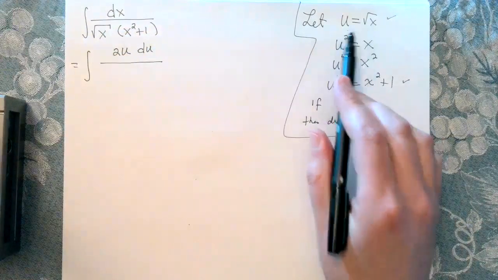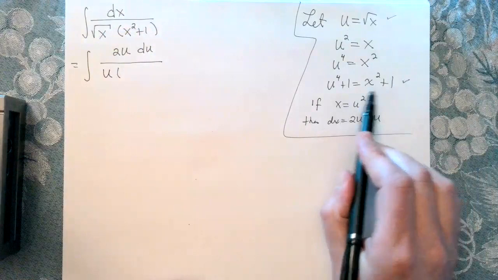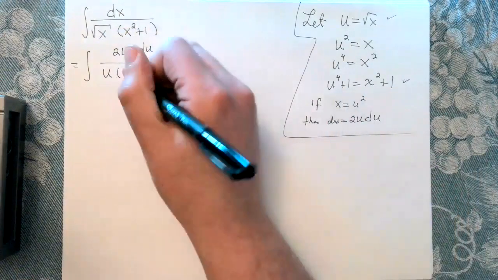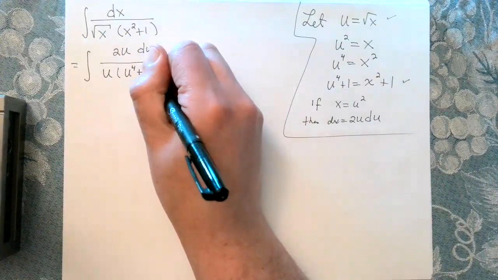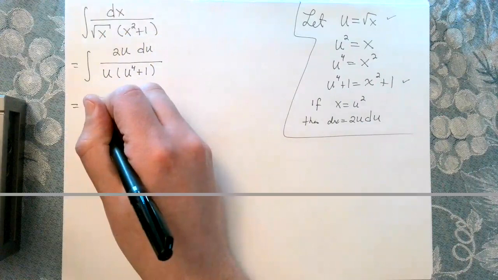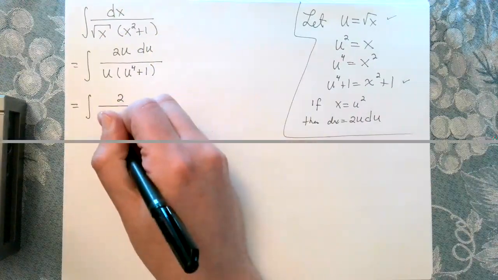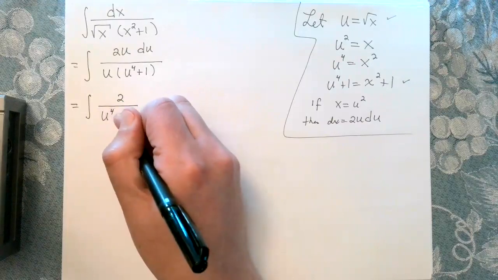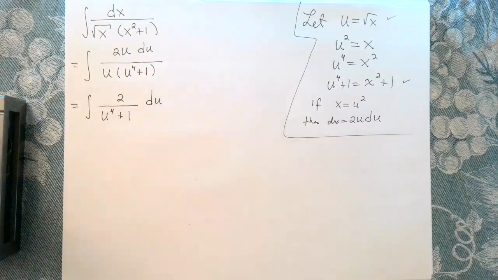Radical x, that's exactly u. And then x squared plus 1, we're going to call that u to the 4th plus 1. The u's will cancel. And I think I'm going to write the du to the right, although you don't have to. Okay, so that seems fine so far.